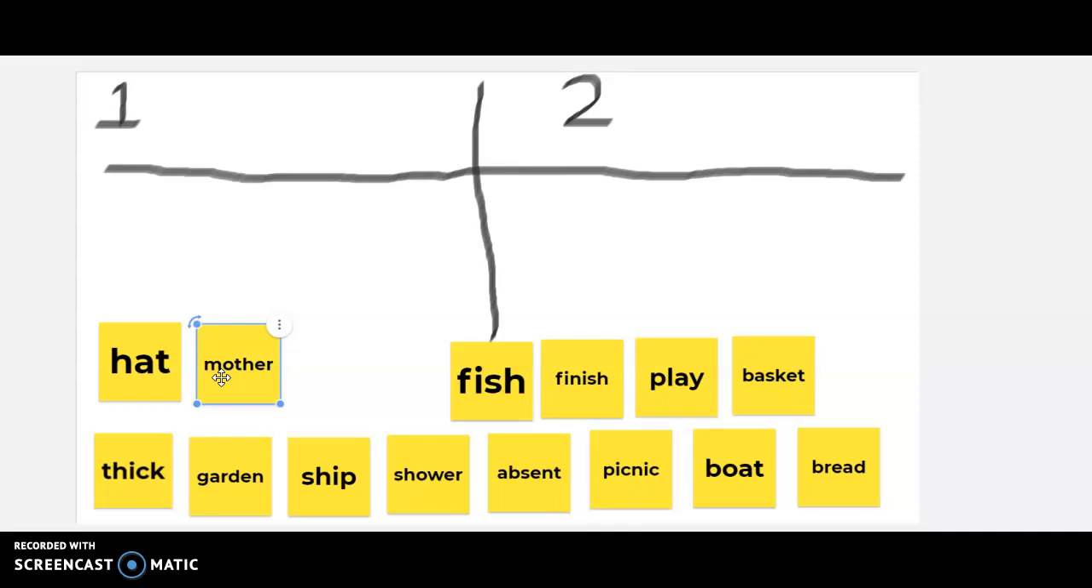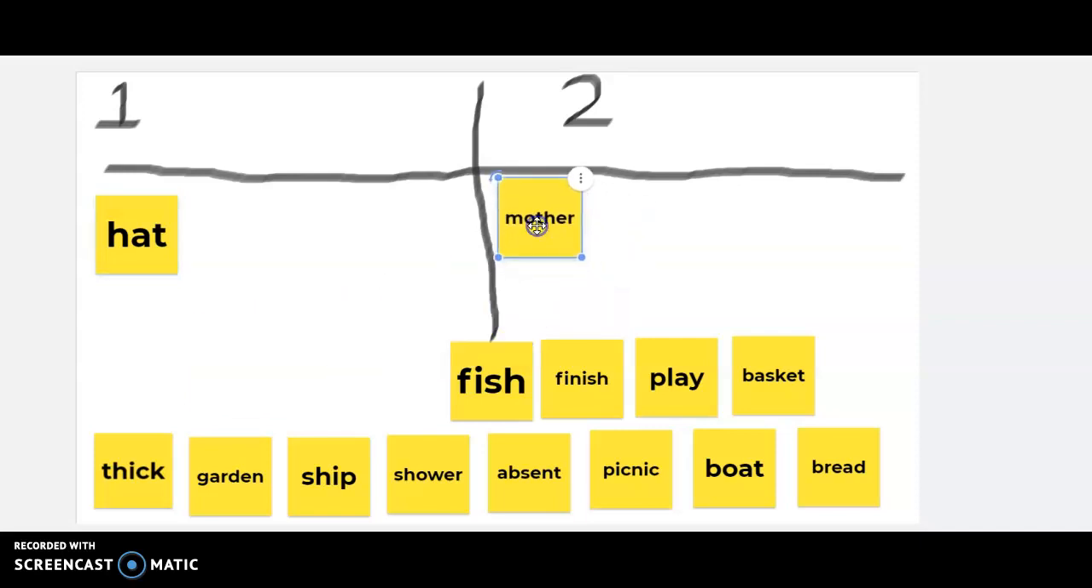So what we're going to do today is say all of these words. We're going to go through them and clap them, see how many syllables or sounds that we hear, and we're going to sort them. So hat only had one syllable or one sound. Mother had two. Mother. So we're going to put it over here under two syllables. And we're going to sort the rest of these words. So let's do it together.